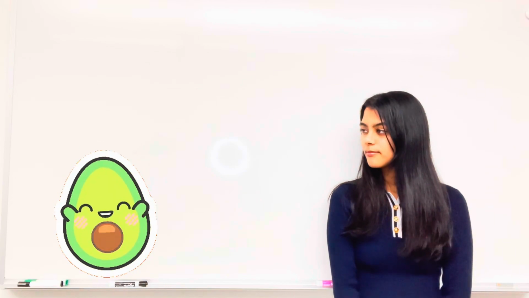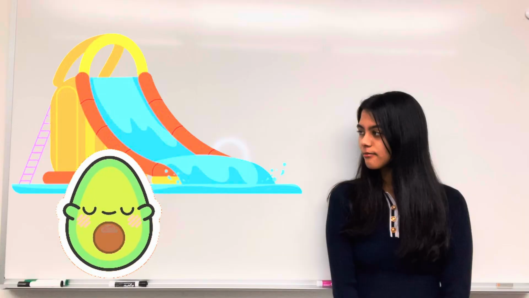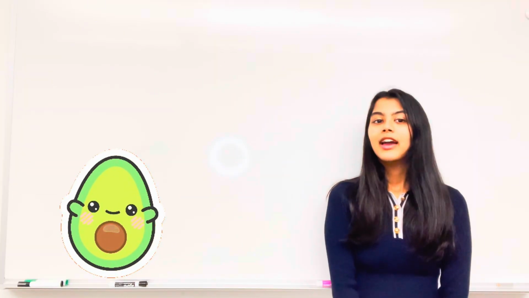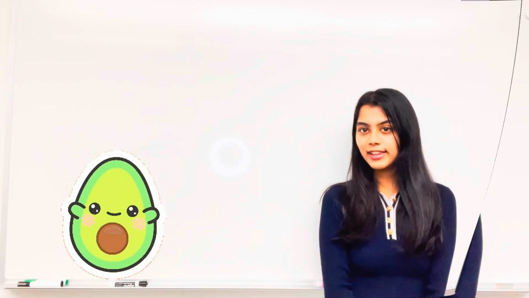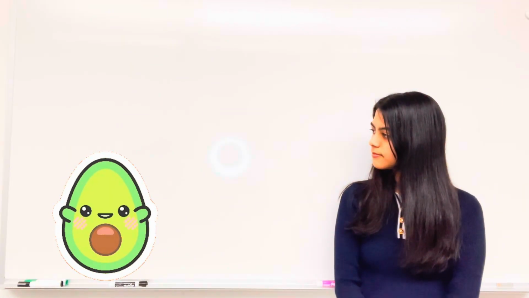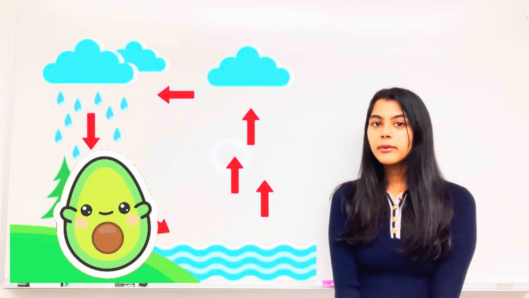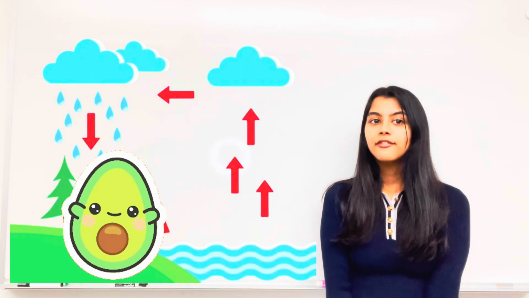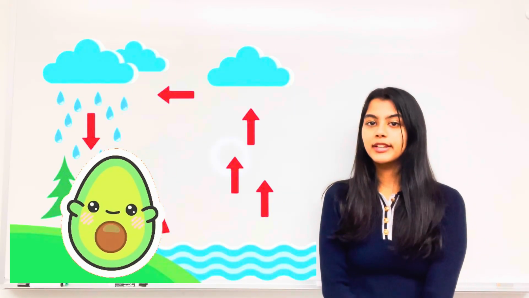So it's like a giant water slide that never ends. The water goes up, turns into clouds, falls back down, and flows back into the ocean. Exactly. This is the water cycle, and it keeps everything on Earth alive. But why is the water cycle so important? Amazing question. Without the water cycle, we wouldn't have rain to help plants grow, fill up rivers or lakes, or even keep animals alive. Water is super important for life on Earth.